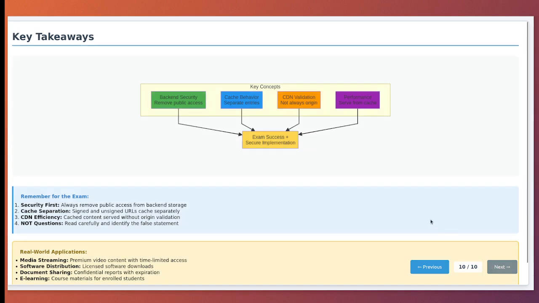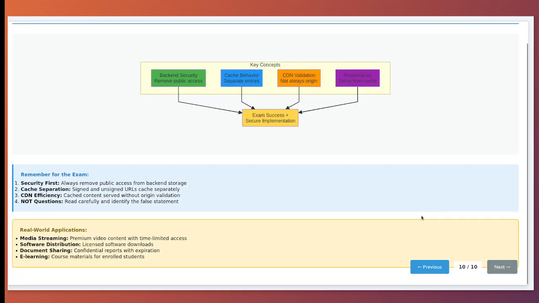The final answer and the key takeaways. The correct answer is option C. The statement that responses to signed and unsigned requests are cached together is false. Cloud CDN caches signed and unsigned requests separately, because the signature parameters are part of the cache key. This ensures proper access control while maintaining cache efficiency.